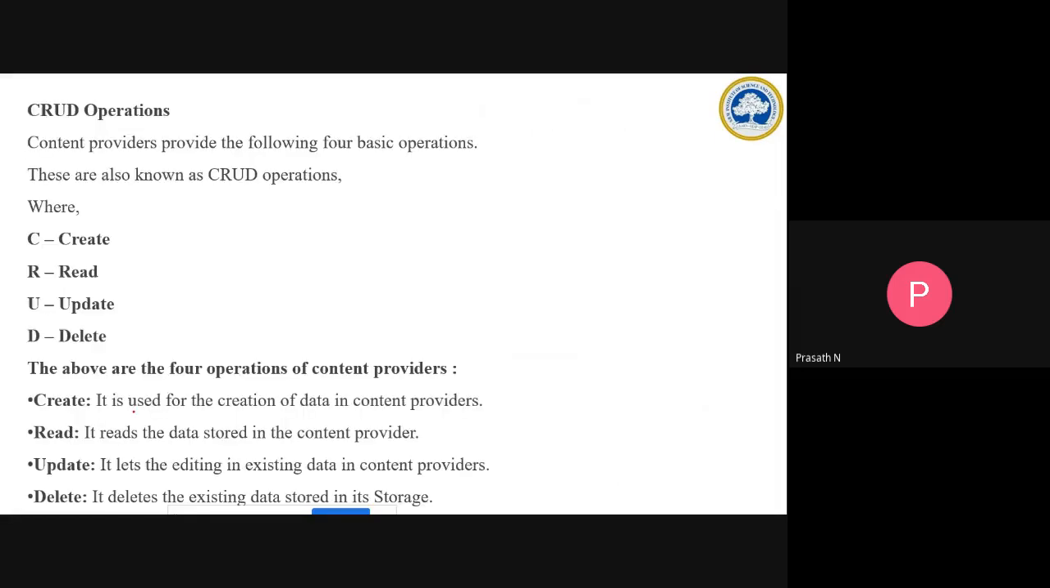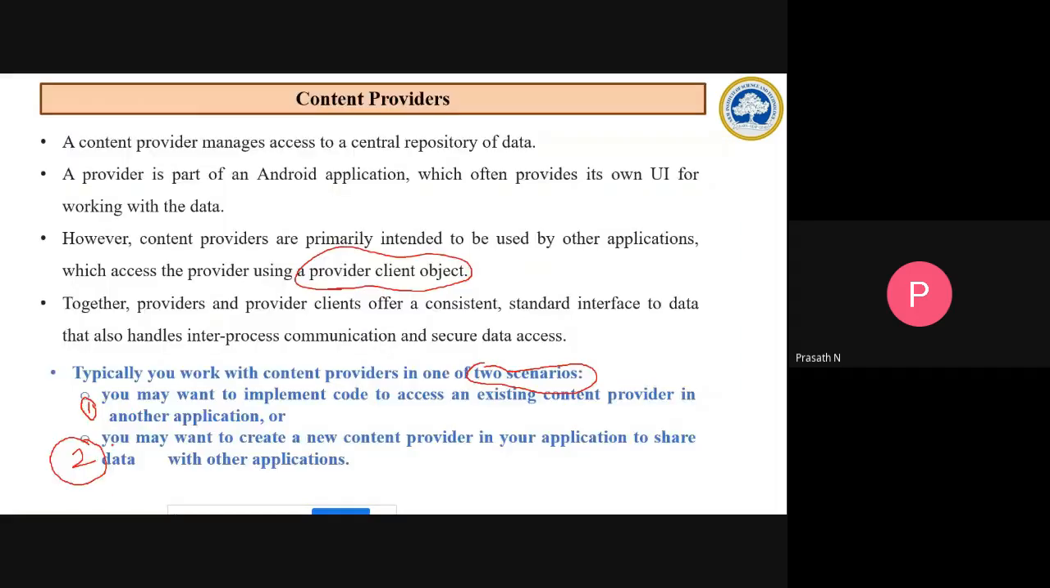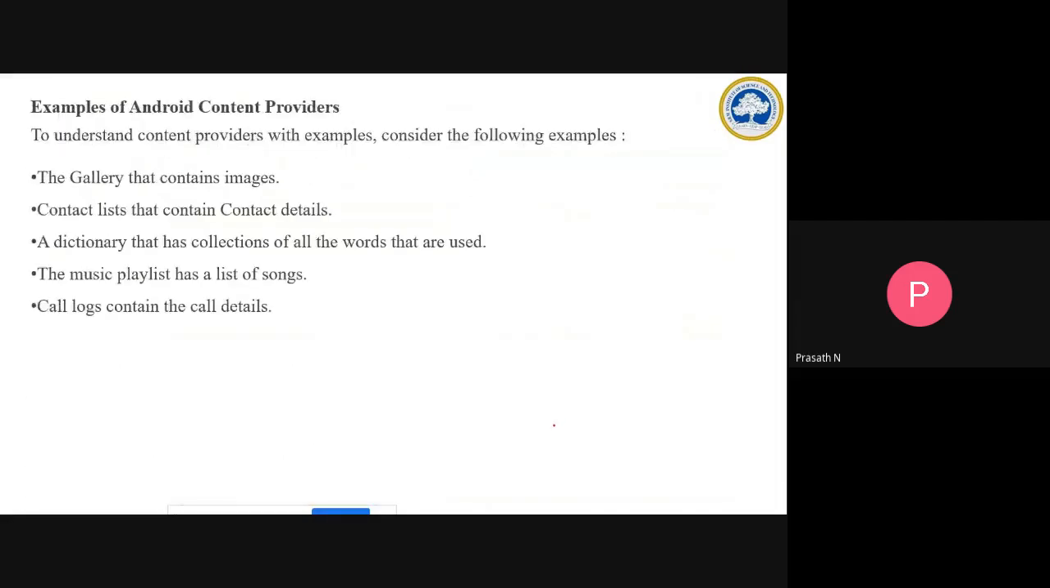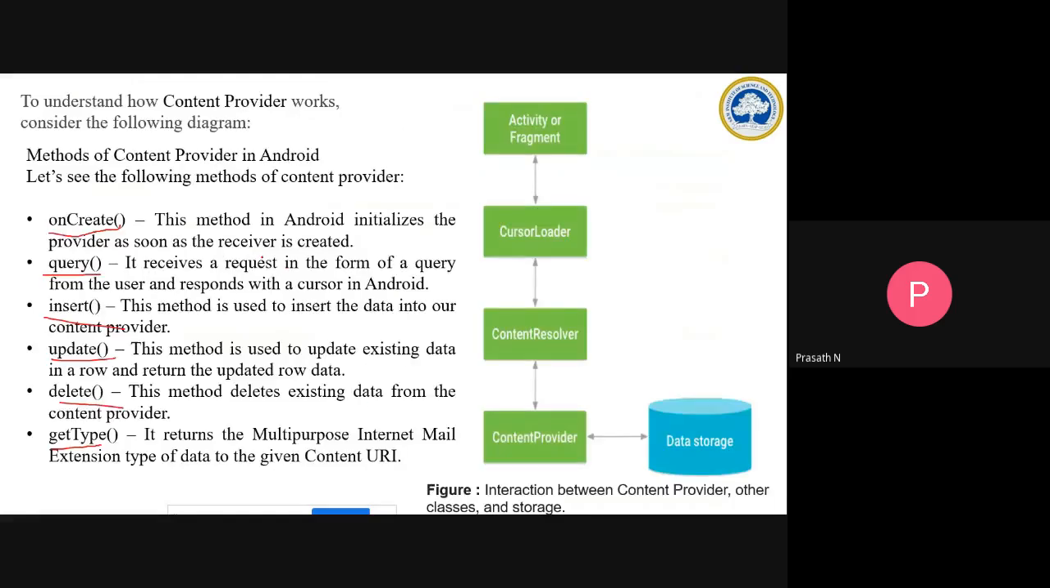When I say second type, we have discussed the second type, right? When you want to create a new content provider in your application, in that case we'll be using all of this. Whatever I'm showing now, we'll be using all these functionalities when you are going to create a new content provider in your application.